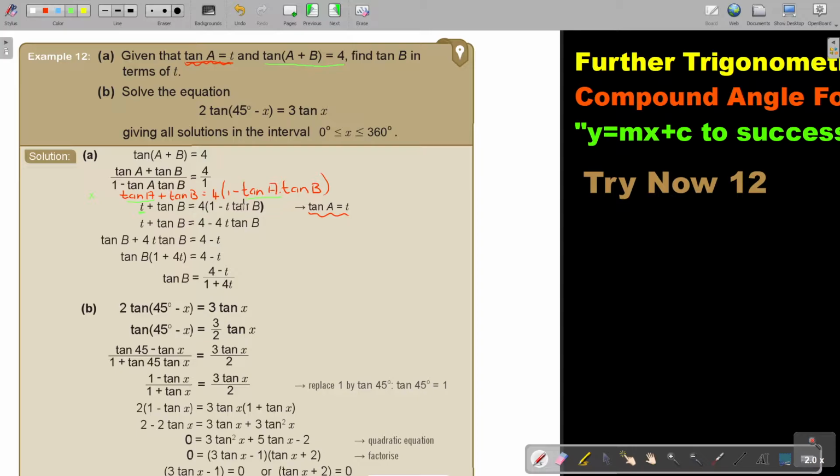I multiply. Okay, I take everything to one side. Can I just show you? I'm taking all the terms with tan B to one side. Did you see? And all the other ones to the other side. Then I take tan B out as a common factor, and then I divide. And there I have tan B in terms of t.